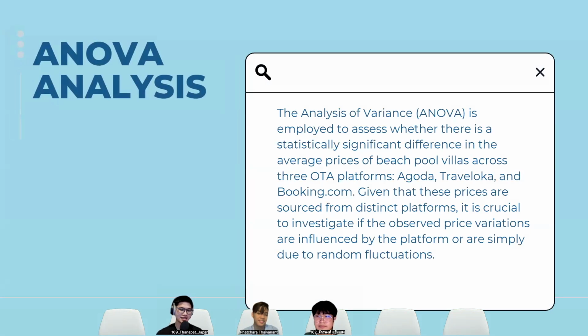ANOVA analysis. The analysis of variance, or ANOVA, is employed to assess whether there is a statistically significant difference in the average prices of beach pool villas across three OTA platforms: Agoda, Traveloka, and Booking.com. Given that these prices are sourced from distinct platforms, it is crucial to investigate if the observed price variations are influenced by the platform or are simply due to random fluctuations.